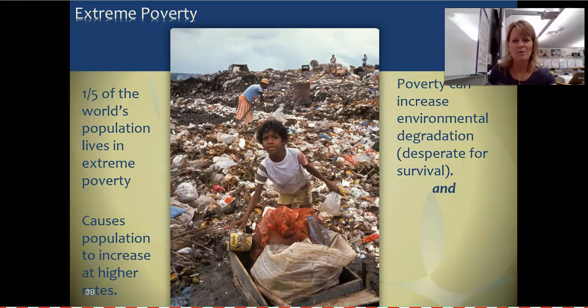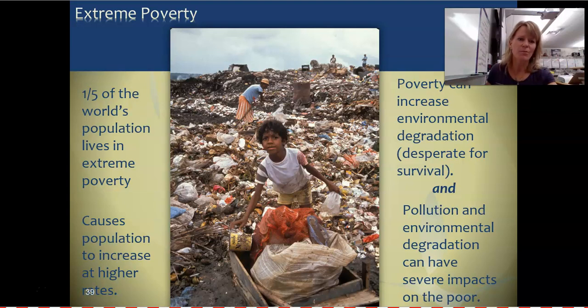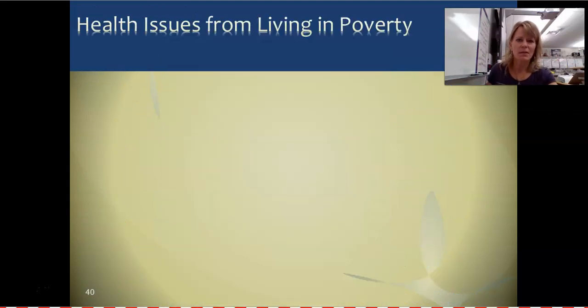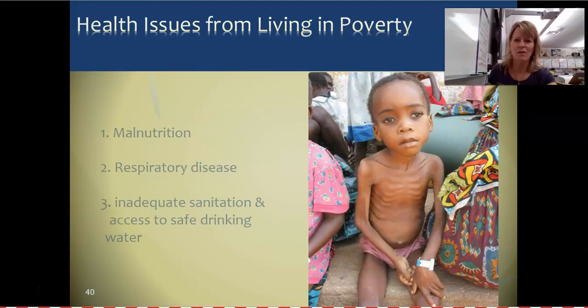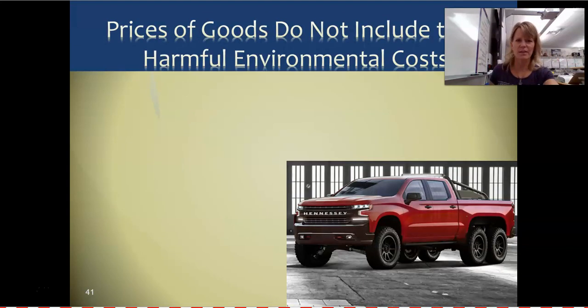They're just worried about survival and living in poverty. They're more likely to have more kids, so more people. So you can see that that's going to have more of an impact. And then, of course, on their health, not having the sanitation, safe drinking water.